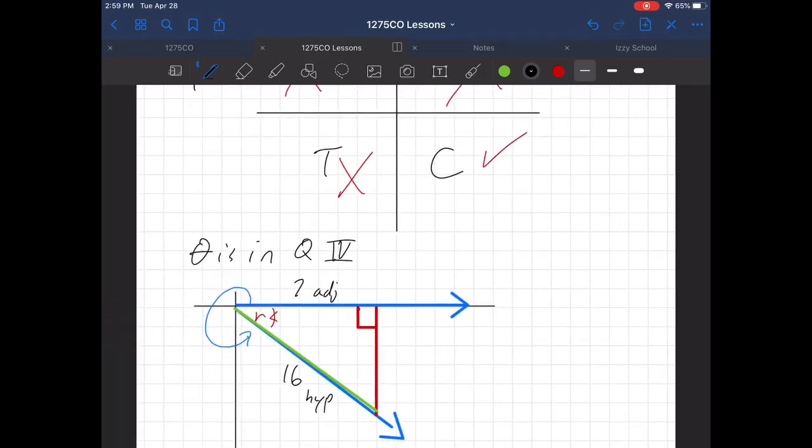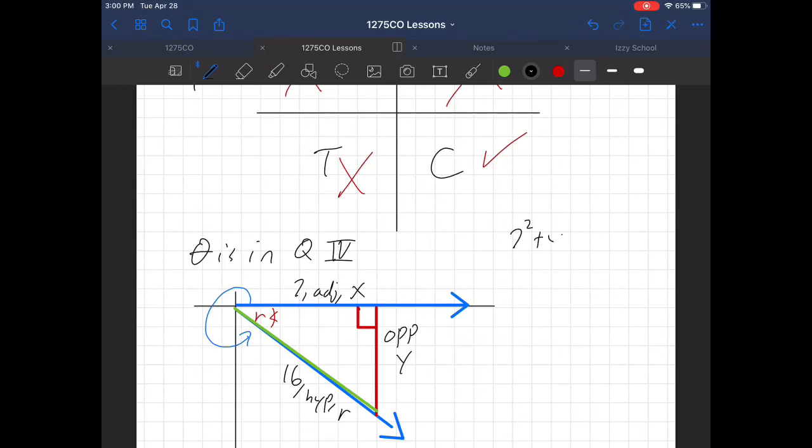By coordinate geometry, this 7 is also called the adjacent, but it's also labeled with the x variable. The hypotenuse, which is 16 in this case, can be labeled with the r variable. And then we have the opposite side in red, which is also going to be called the y variable. And we can find this value by use of the Pythagorean theorem.